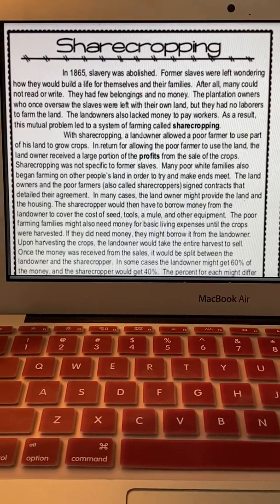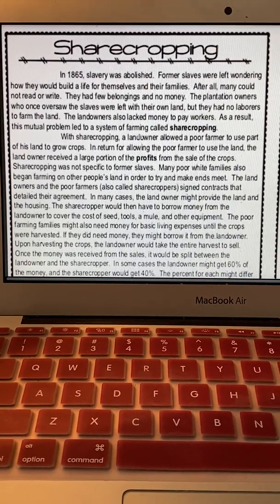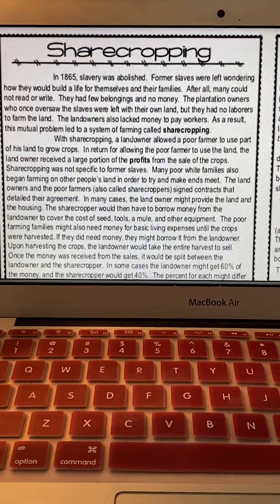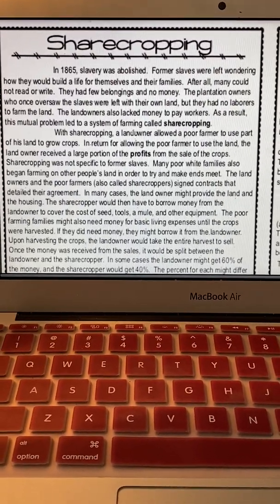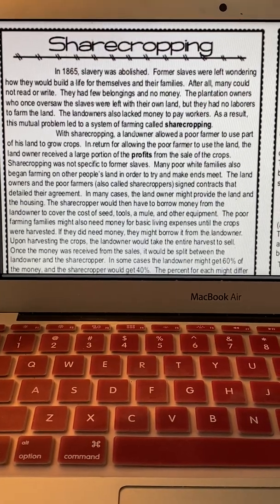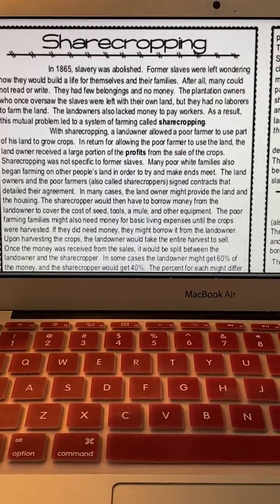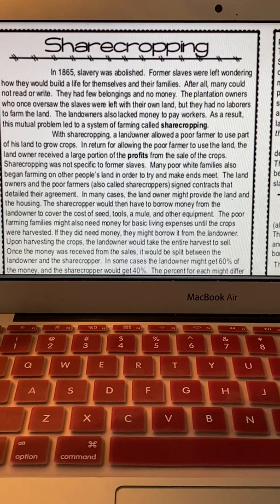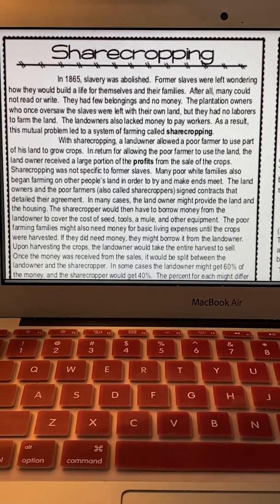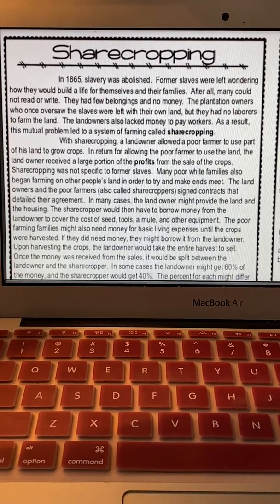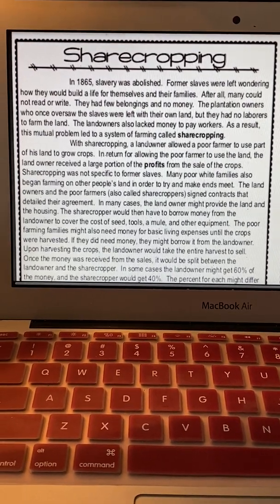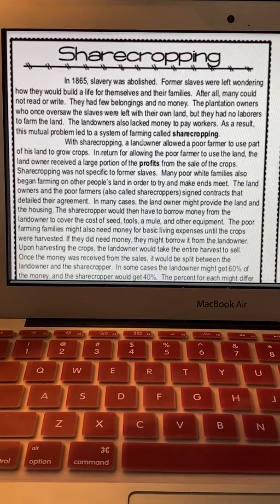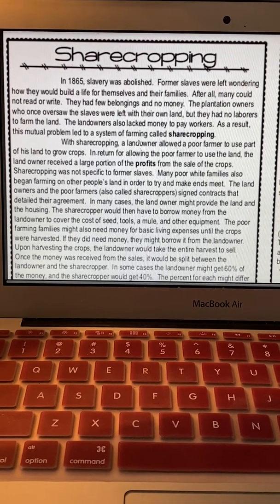With sharecropping, a landowner allowed a poor farmer to use part of his land to grow crops. In return for allowing the poor farmer to use it, the landowner received a large portion of the profits from the sale of the crops. Sharecropping was not specific to former slaves. Many poor white families also began farming on other people's land in order to try and make ends meet. The landowners and the poor farmers, also called sharecroppers, signed contracts that detailed their agreement.